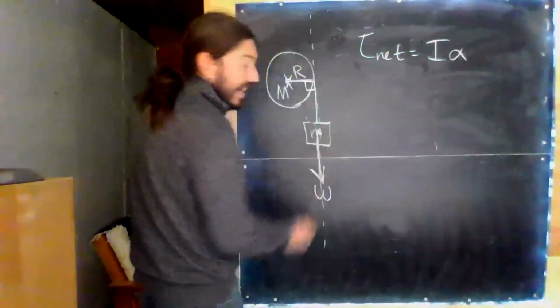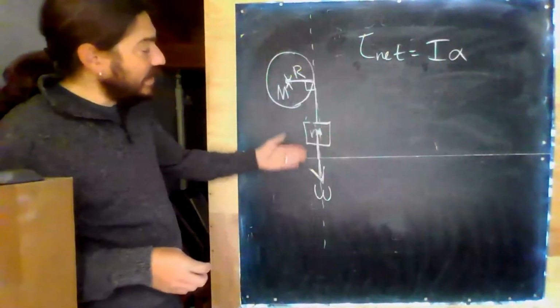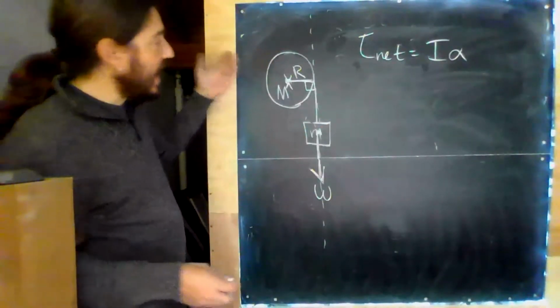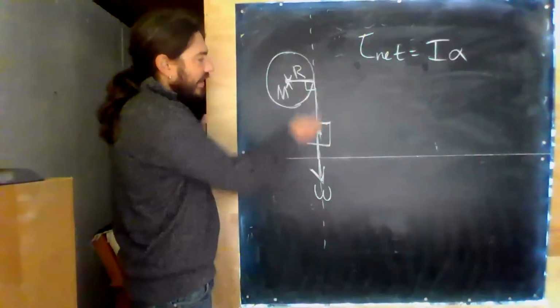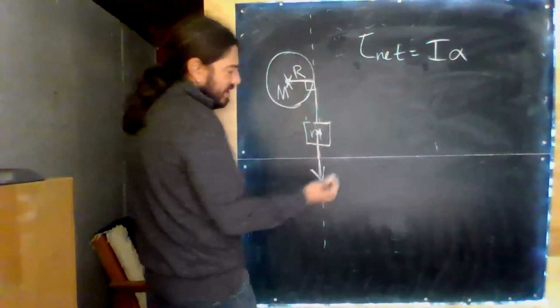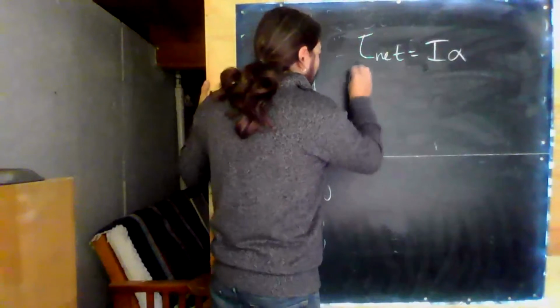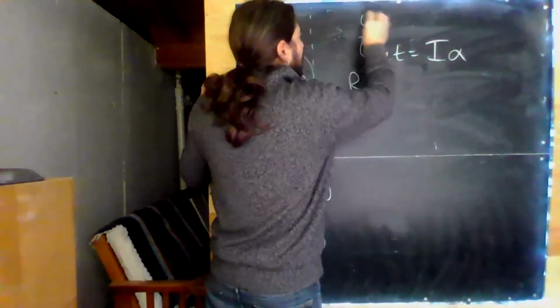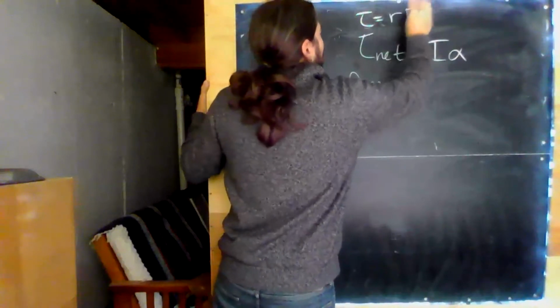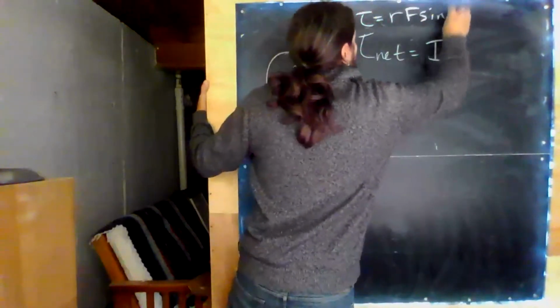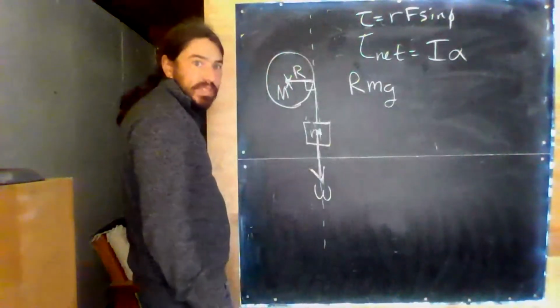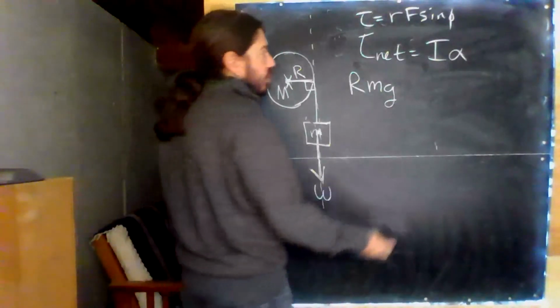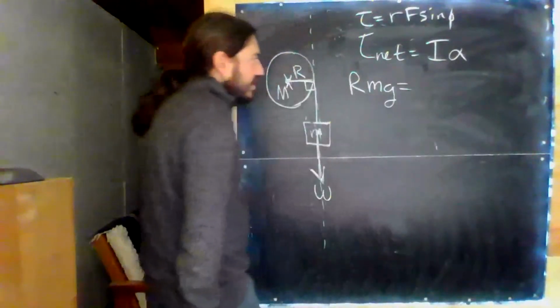Okay, so we only have one torque. It's due to the weight of the hanging mass. The angle between the radius and the line of action is 90 degrees. Dang, this is not too bad. So my R is that. My force is mg. Again, we're still using the definition of torque here. Great. Sine of 90 is 1, so we'll leave that off. We're getting a little bit better at this.